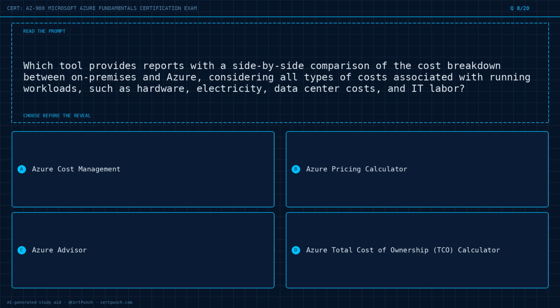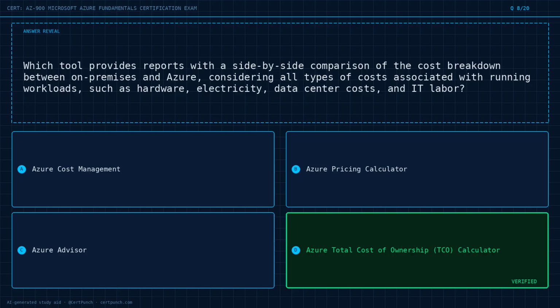Question 8 of 20. Which tool provides reports with a side-by-side comparison of the cost breakdown between on-premises and Azure, considering all types of costs associated with running workloads, such as hardware, electricity, data center costs, and IT labor? Option A, Azure Cost Management. Option B, Azure Pricing Calculator. Option C, Azure Advisor. Option D, Azure Total Cost of Ownership, TCO Calculator. Choose the best answer before the reveal. Commit to it now.